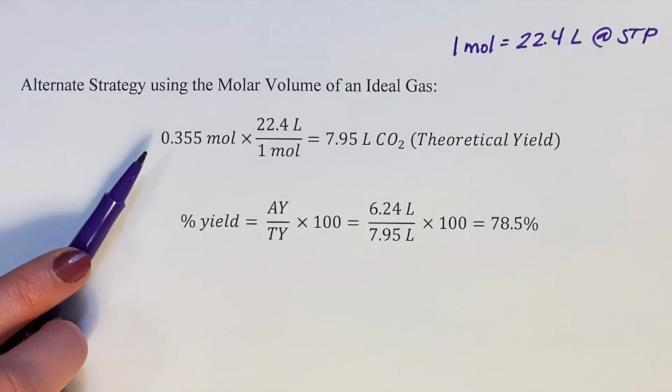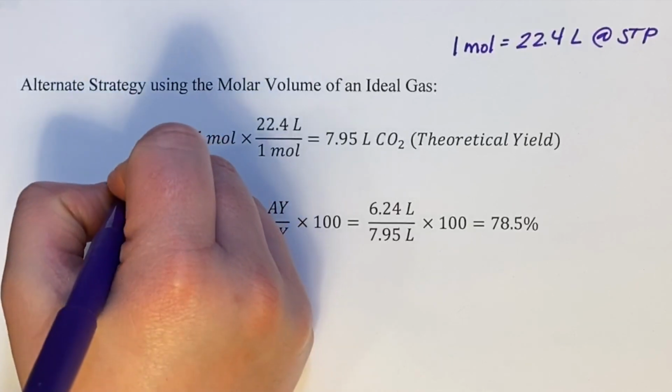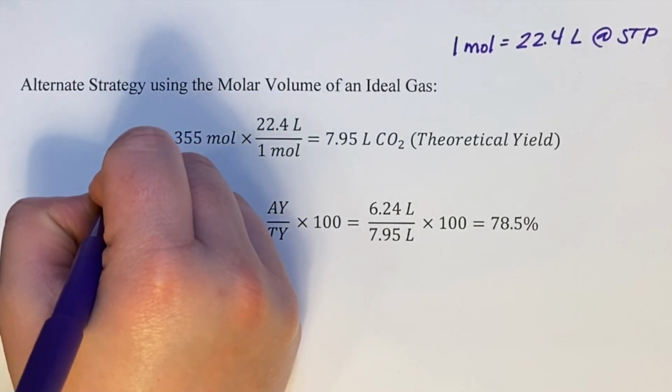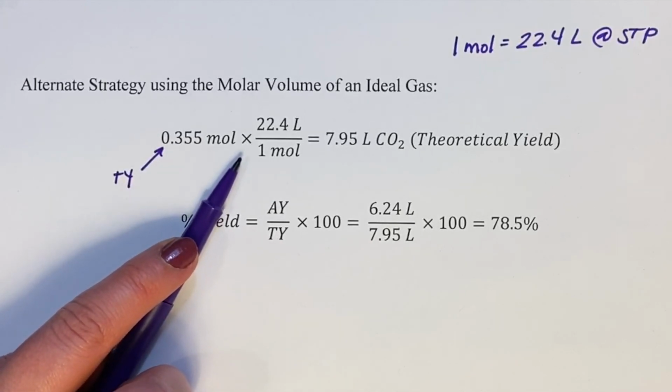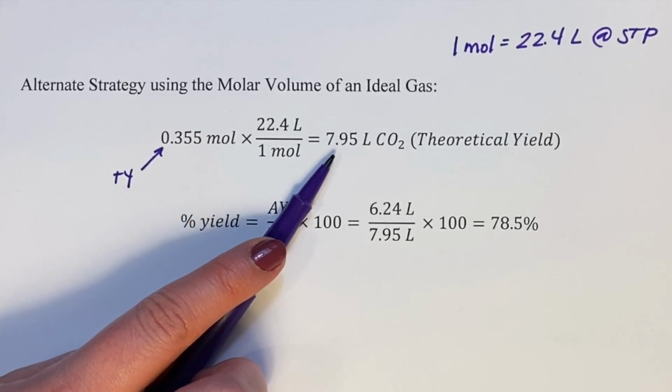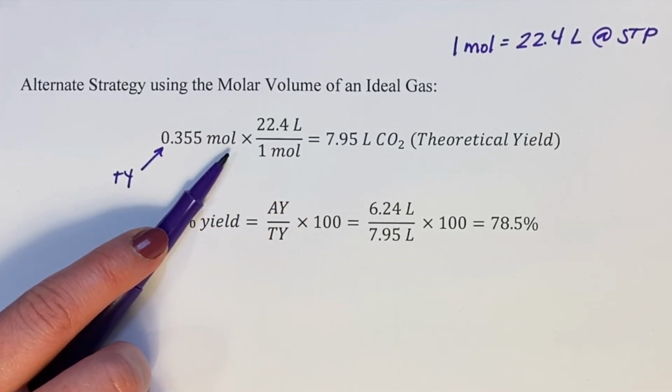That is, we can use that molar volume of a gas as a conversion factor. We can take our 0.355 moles, this was the theoretical yield that we calculated. We can take that theoretical yield and use our 22.4 liters over 1 mole as a conversion factor to get directly to liters. We did the same calculation by plugging into the ideal gas law, but this works too, and it can be a little bit of a shortcut if you understand when and why we can use this.